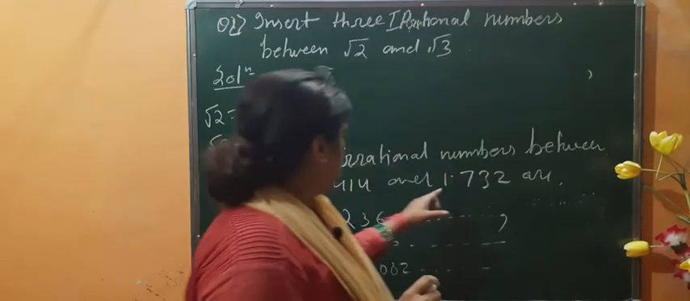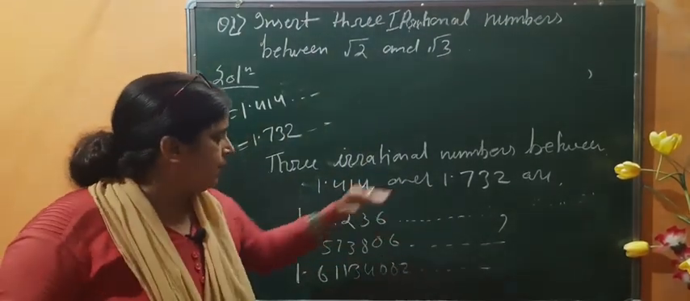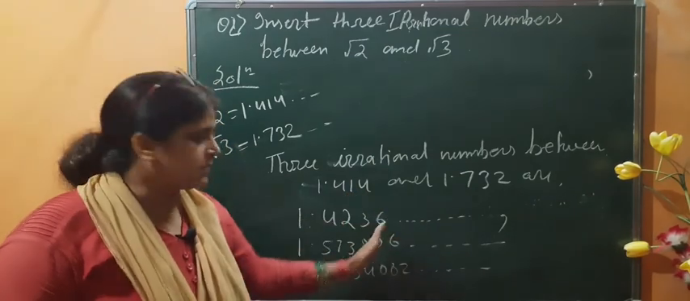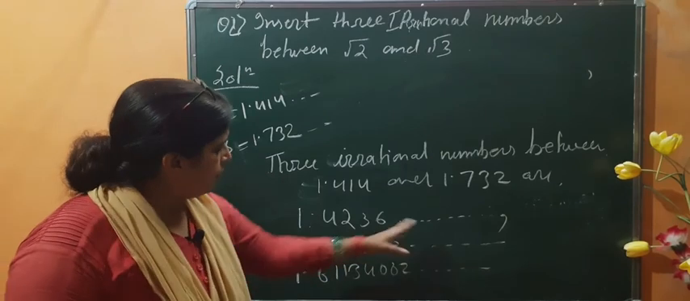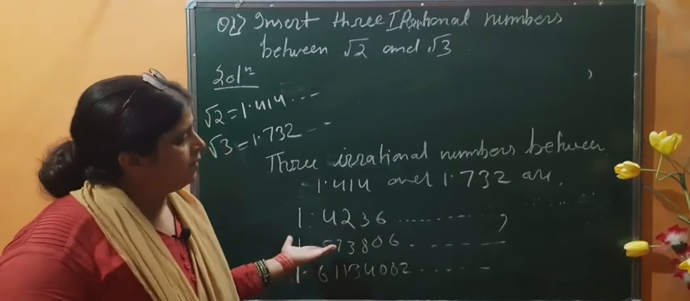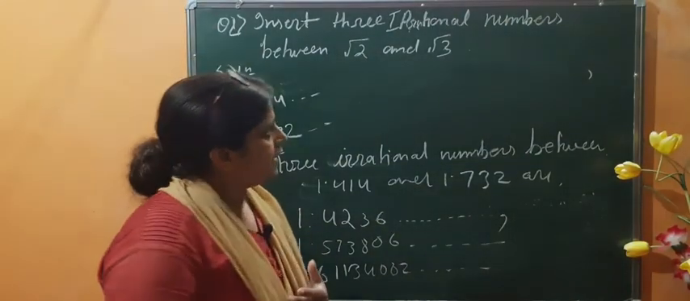You can see what I did. Between 1.4 and 1.7 I have chosen 1.4236 dot dot dot. I made it non-terminating, meaning no end to the decimal digits, and non-recurring, there is no repetition, and that is the only decimal type which comes in irrational numbers, and thus you will get your answer. I hope it is useful for you.